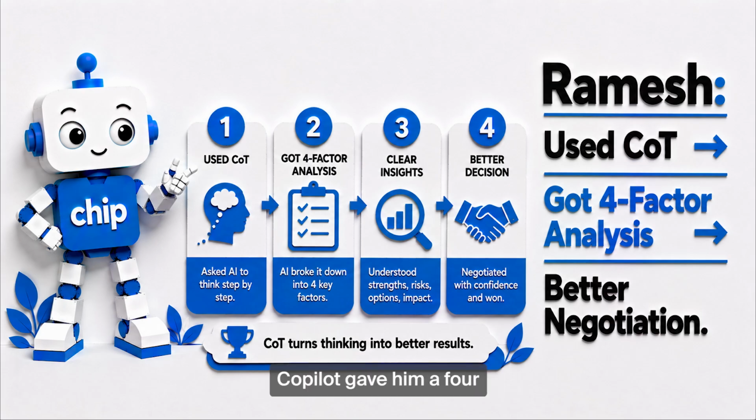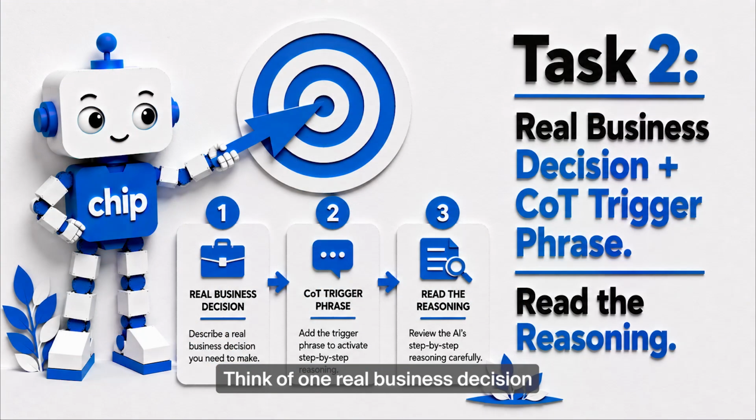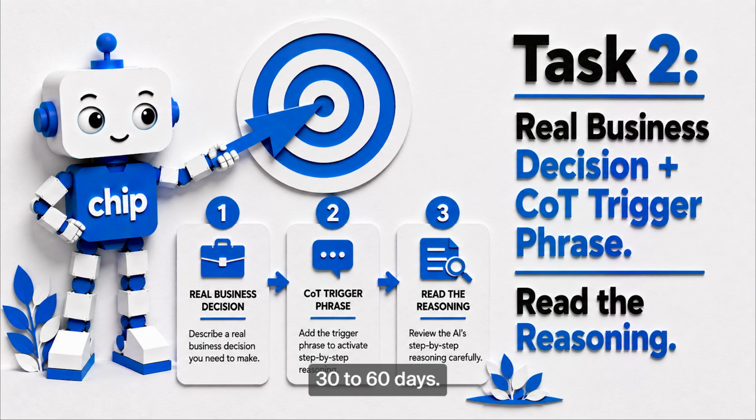Copilot gave him a 4-point analysis. He accepted the order, but added a payment in advance condition. The reasoning from Copilot helped him negotiate better terms. Think of one real business decision you need to make in the next 30 to 60 days. Something with more than one factor to consider.